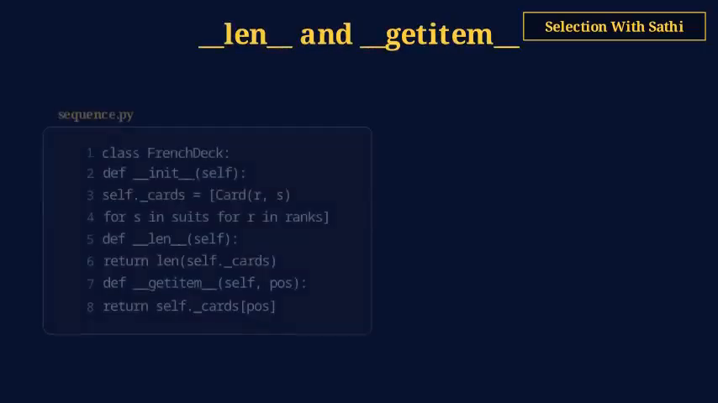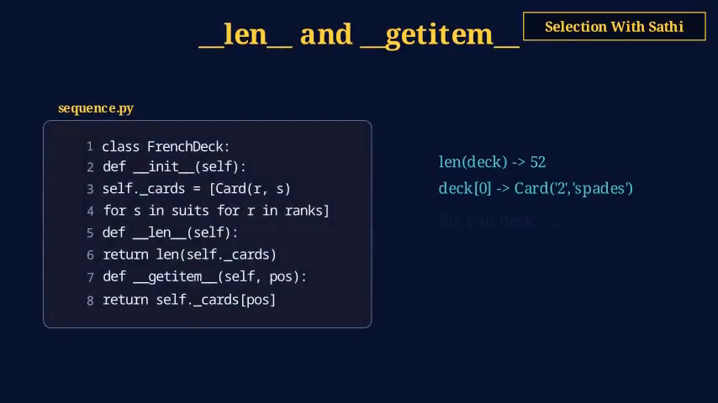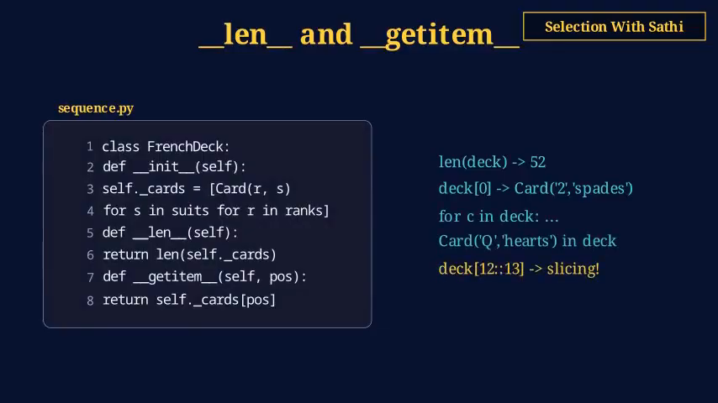__len__ and __getitem__ form the sequence protocol. __len__ makes len of obj work by returning an integer count. __getitem__ makes obj[key] work for indexing. Here's the magic: if you only implement __getitem__, Python can still iterate over your object, use the in operator, and even support slicing. Two methods give you the full power of a sequence.